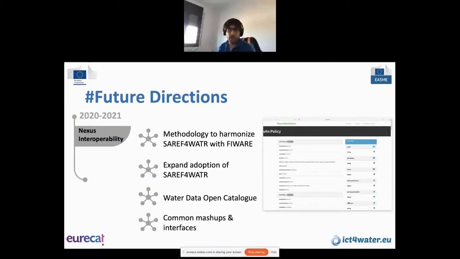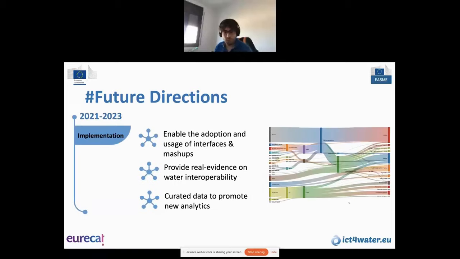And finally, the intention is to elaborate some kind of mashups, some interfaces to share this data and to make easy the data exploration of the water domain. And for the future, in my last minute, it is also to make this data interconnected, bring real evidence on water interoperability, and also, more important, as the audience is also aware of, just to generate curated data and promote the generation of new analytics and services.